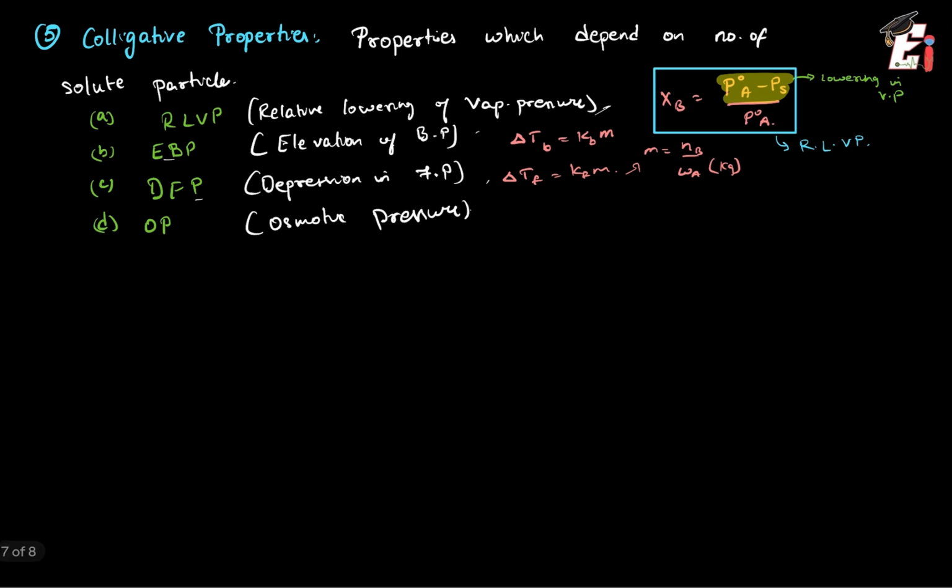And then osmotic pressure. If you see, pi is equal to CRT. C is nothing but molarity. C is molarity. Everything is known.